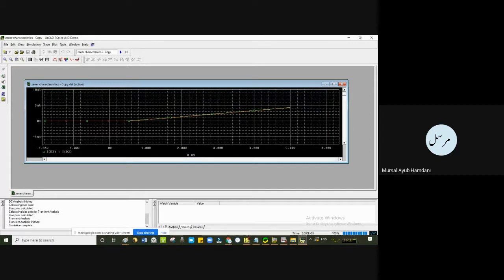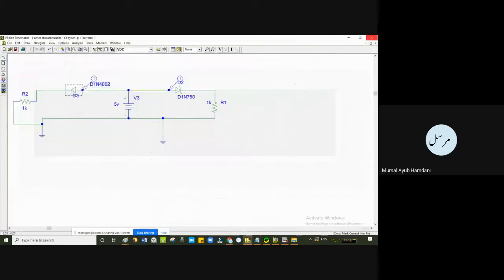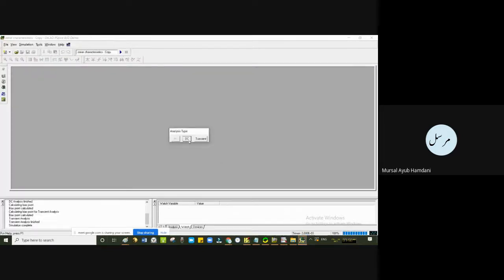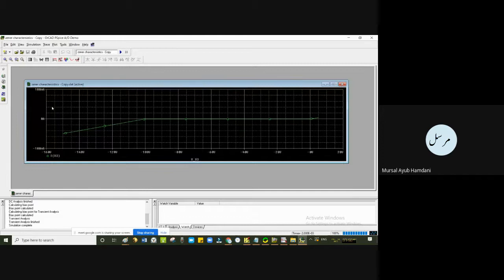Okay, let me first then remove this thing. Let me remove this one. Okay, let me just check it for a simple diode first. Yeah, so let me zoom in this particular portion.